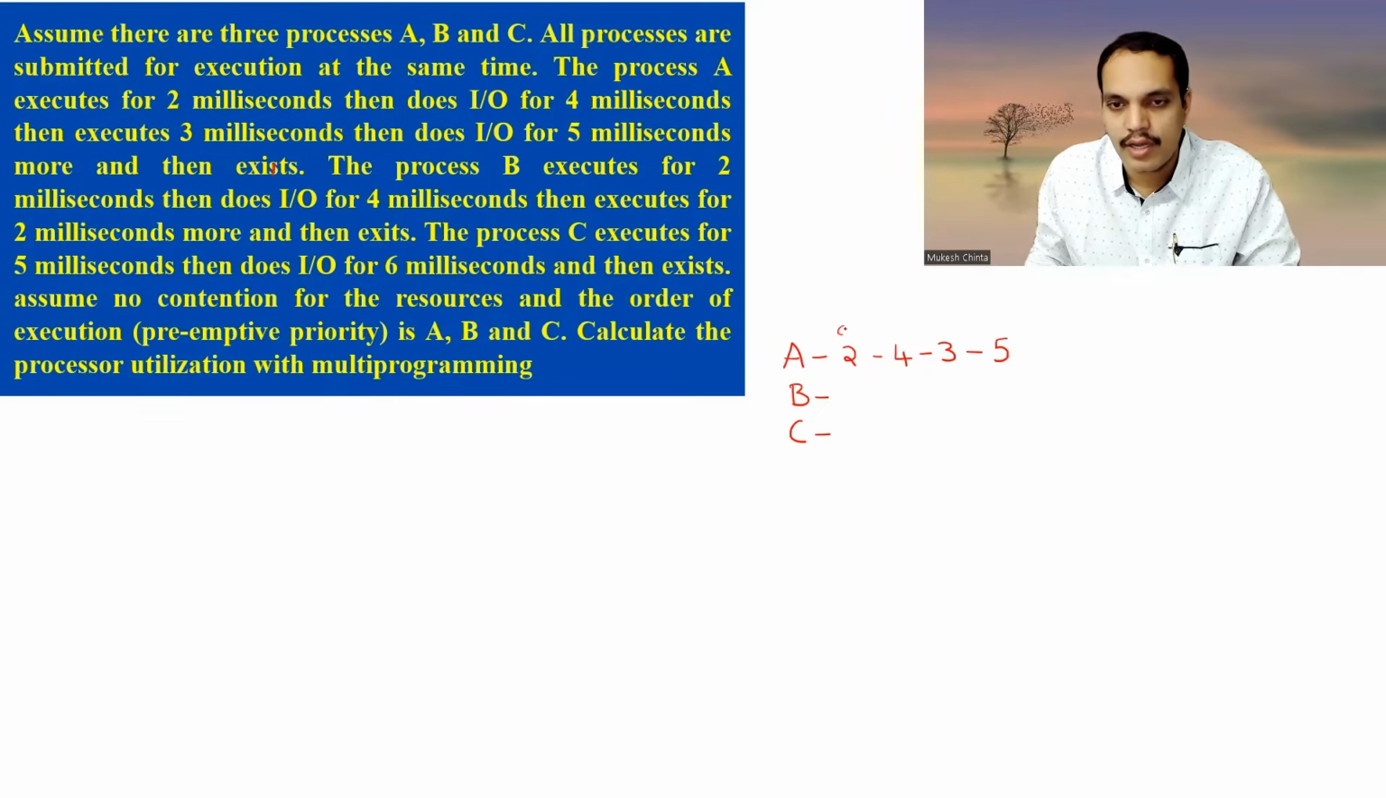So this is my CPU, this is my IO, once again this is my CPU, and this is my IO. Now, in case of process B, it executes for 2 milliseconds first, does IO for 4 milliseconds, and then executes for 2 milliseconds more, and then it exits. That means it completes its execution. For process C, it executes for 5 milliseconds and does IO for 6 milliseconds, and then exits.